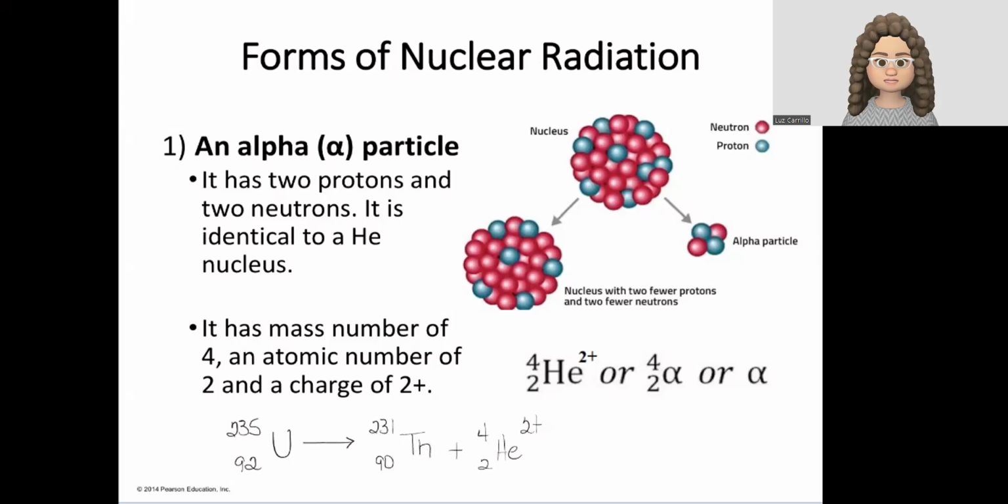for thorium is Th. So understand that when these particles are released, you are going to be changing different aspects of your atom, and it will result in the formation of new nuclei, and in turn, that means new elements along with the particle that is released.